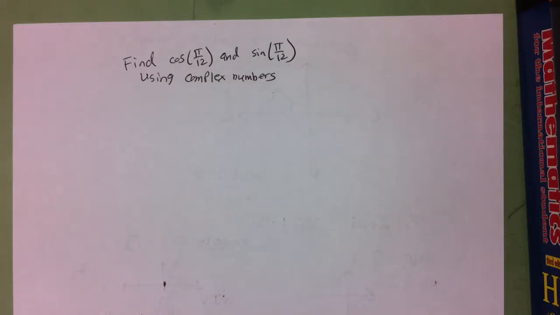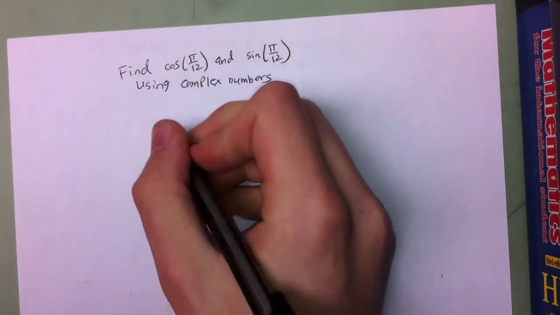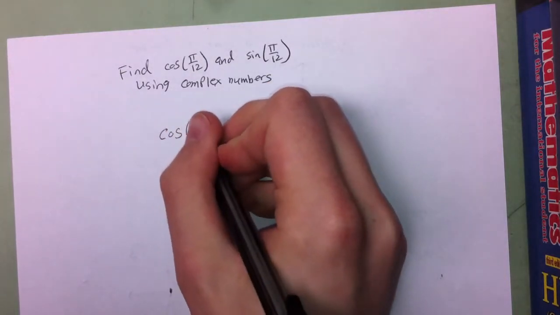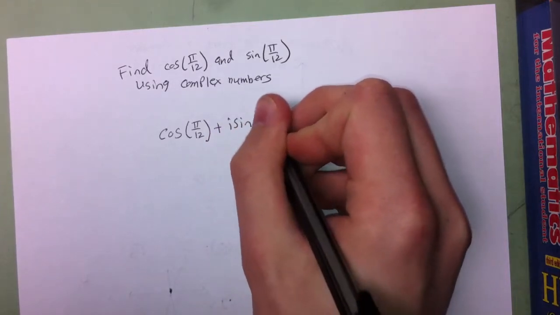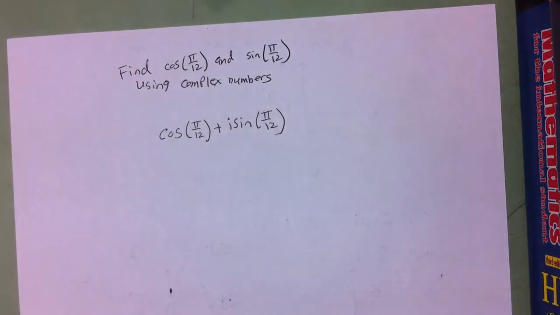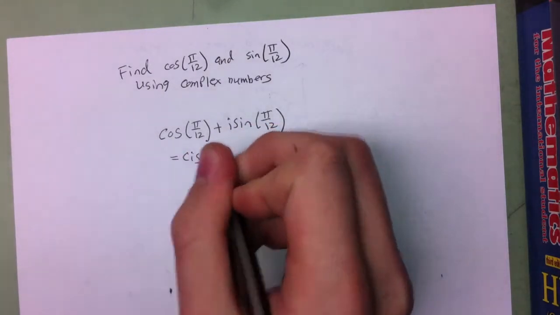So all we're going to do here is walk through an example problem involving complex numbers, and this asks us to find cosine of pi over 12 and sine of pi over 12 using complex numbers. And the way we're going to do this is using cis form. So we're going to make a complex number z that is cosine of pi over 12 plus i sine of pi over 12. And then we can rewrite this as cis of pi over 12.